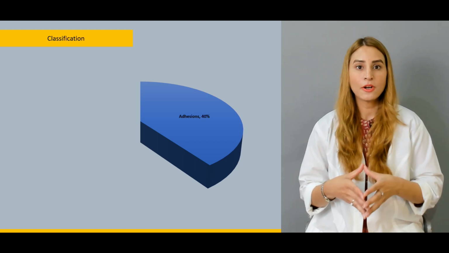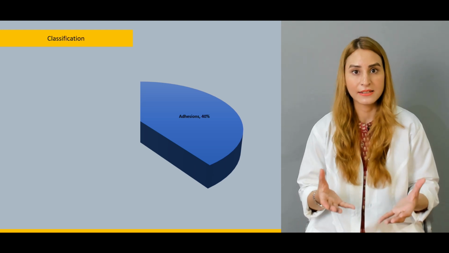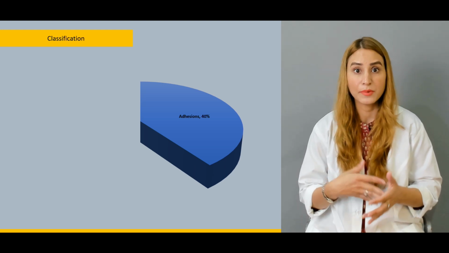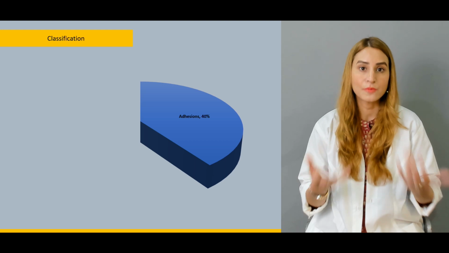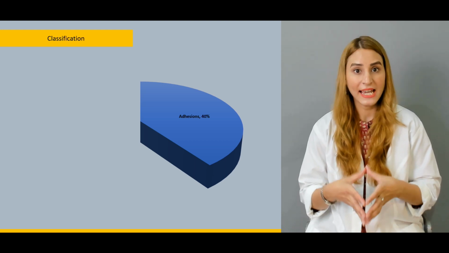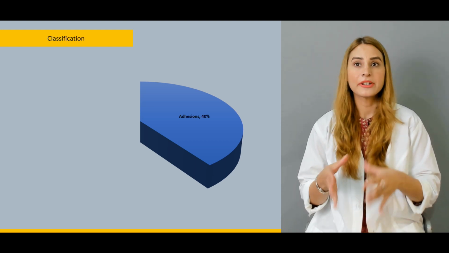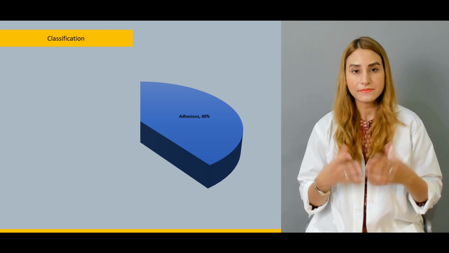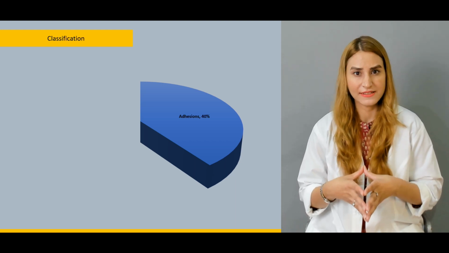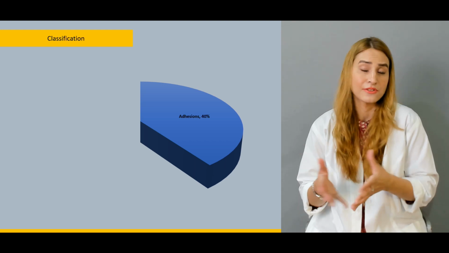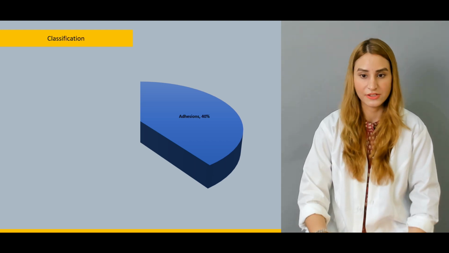In dynamic obstruction, there is peristalsis, the peristalsis is present, but there is mechanical obstruction, right? But in adynamic obstruction, there's no peristalsis, but there is also no mechanical obstruction as well.